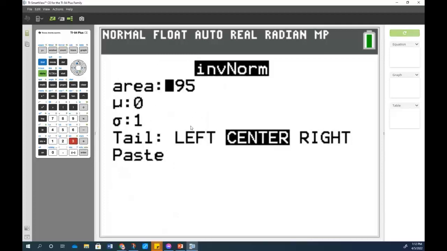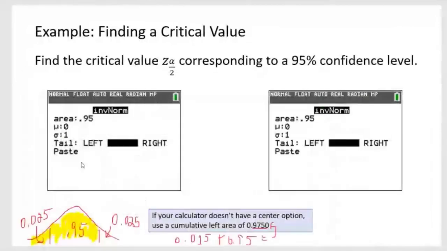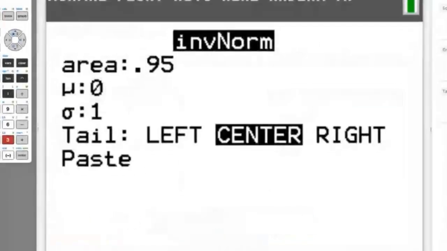And so what you're seeing right here is exactly the screenshot that I copied and pasted. Since it's a z-score, we do leave mu at 0 and sigma at 1. Z-scores are always the standard normal, so leave it 0 and 1. And then my area was 0.95. Now this should not have been what was here. I meant to copy and paste the results.